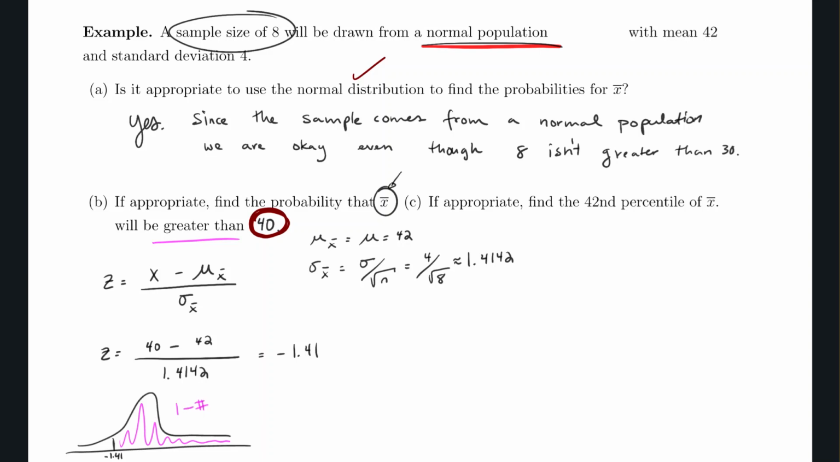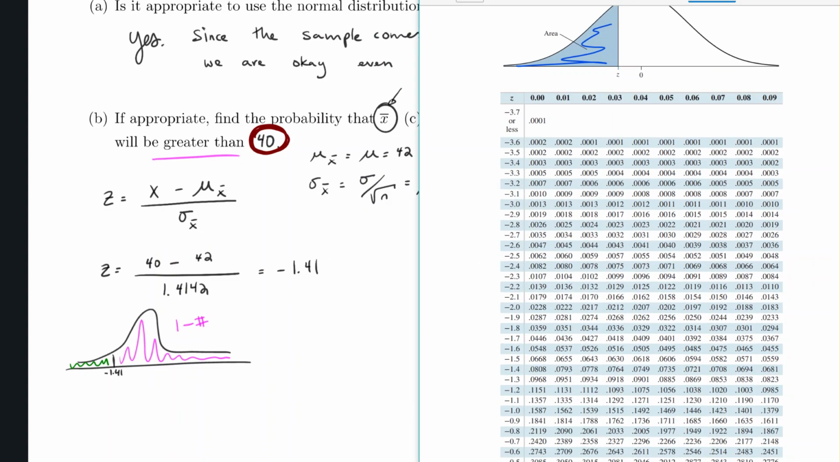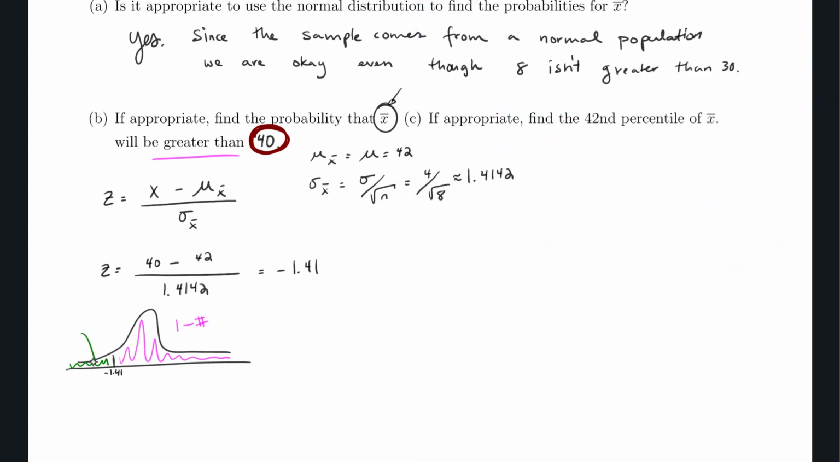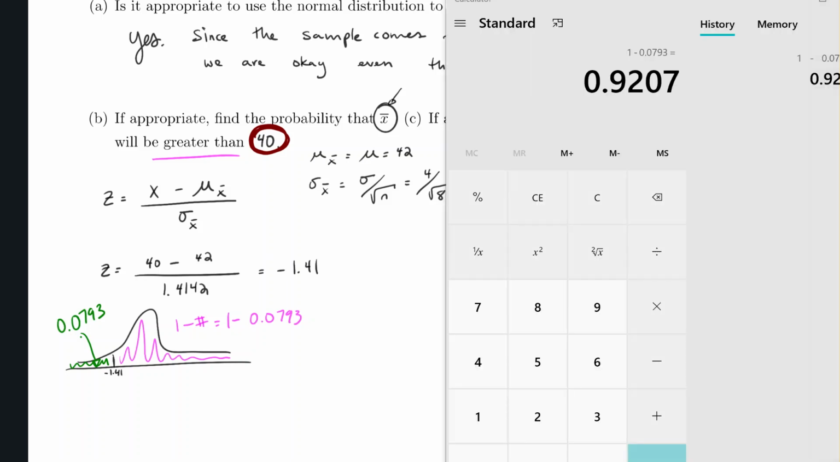Now let's bring up our chart and find the area to the left that we don't want, so that we can then make that the area to the right. So here I've got my negative 1.4 row, my 0.01 column, and I see the area to the left is 0.0793. So area to the right is then 1 minus 0.0793. And when you type that in the calculator, you get 0.9207.